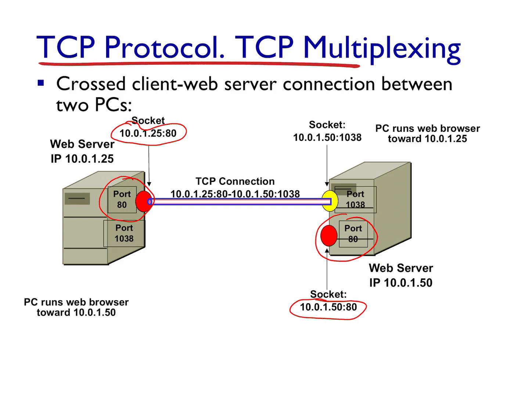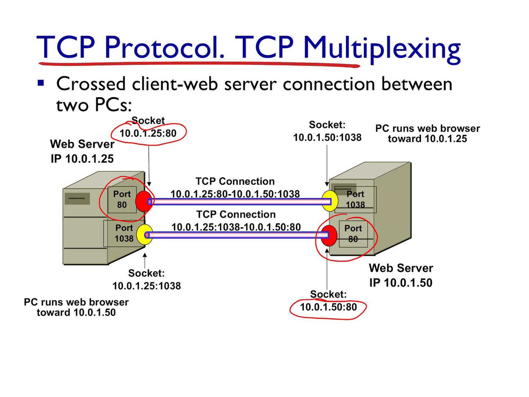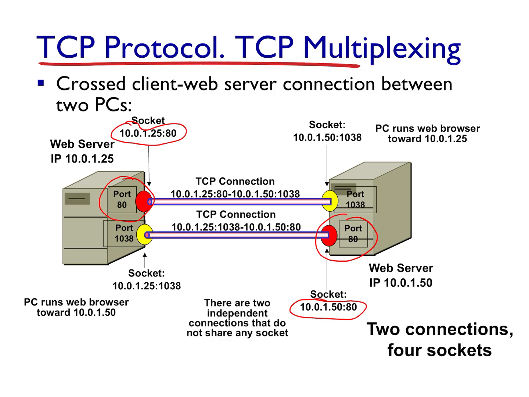Run a web browser toward the one on the right, port 1038, socket, and connection. In this case, we have also 2 connections of 4 sockets. And they are different connections because they do not share any socket. So they are different. In this case, the difference is the port, and here also the port.